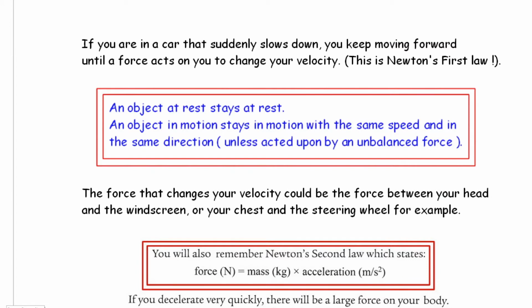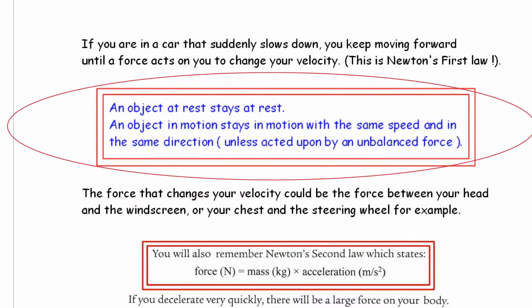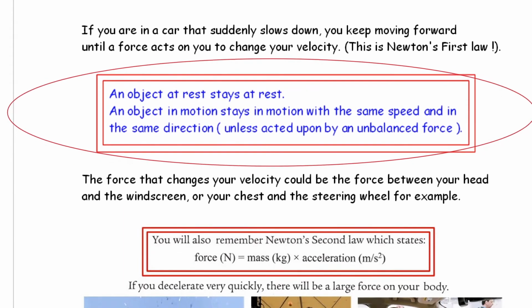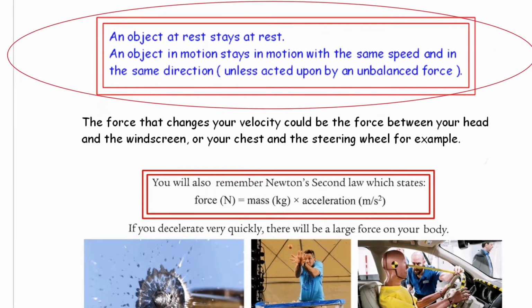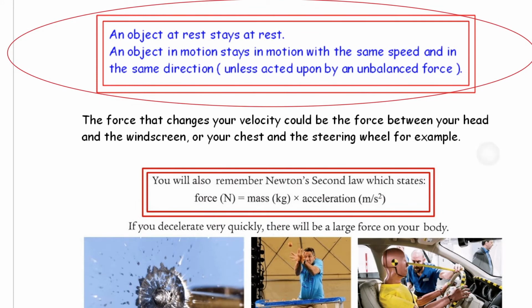Let's look at the science behind it, the physics behind it. So if you're in a car that suddenly slows down, you keep moving forward until a force acts on you. That's Newton's first law. We've learnt about that, and that's shown in the box here. The force that changes your velocity could be the force between your head and the windscreen, or your chest and the steering wheel. So we want this force to be as small as possible.